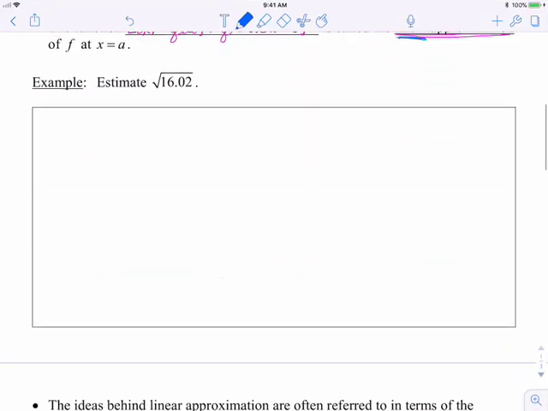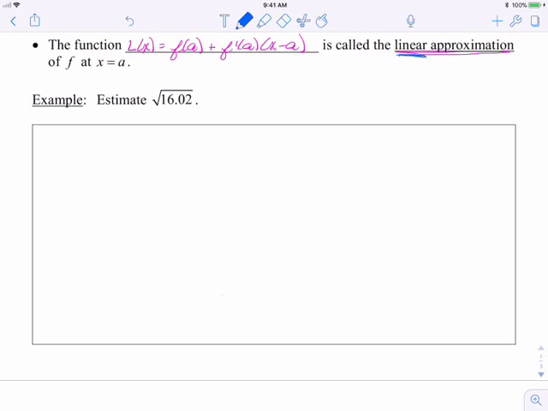I brought that up at the bottom. All right, so here's an example of showing how this works. So, estimating the square root of the quantity 16.02.